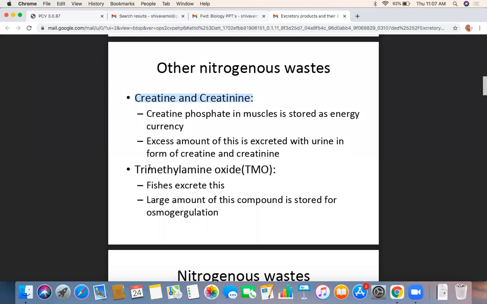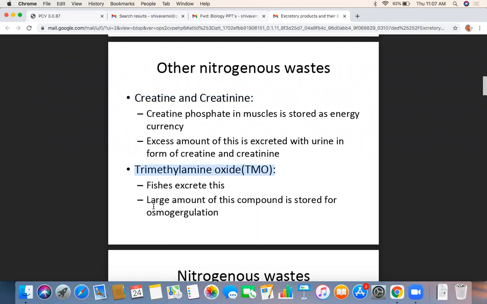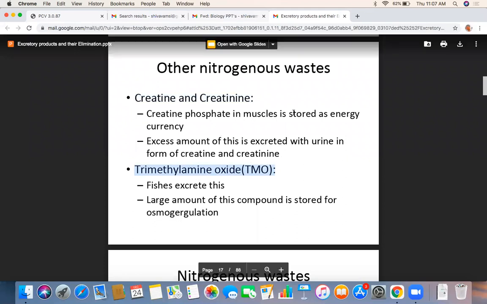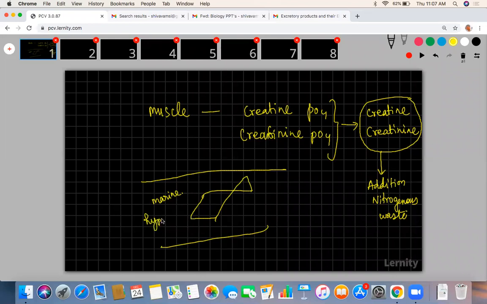Trimethylamine oxide is not found in human beings, but it is found in fishes. Why do you need trimethylamine oxide? I'll just explain. Let us say that a fish is there in salt water, a marine environment. Here it is hypertonic. In the fish's body, it is hypotonic. So what osmosis will happen?